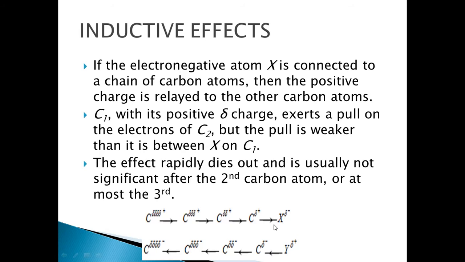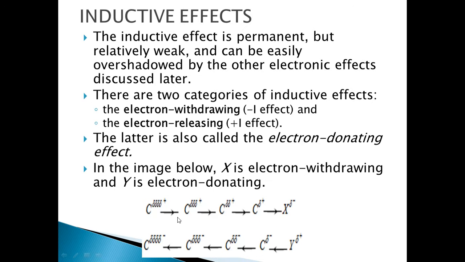The effect of the pulling of electron by the electronegative atom X is felt along the chain, but the effect decreases as you move from carbon 1 to carbon 2 and to carbon 3. And in essence, the effect diminishes after carbon 3 or carbon 4. The inductive effect is a permanent effect, but it's weaker than and can easily be overshadowed by other electronic effects, which we are going to be discussing later.